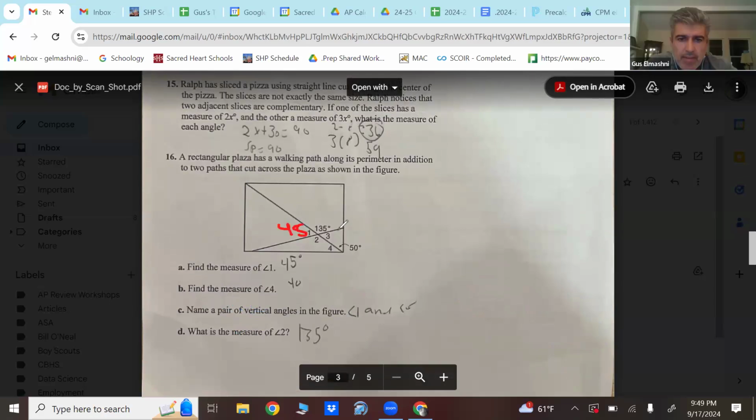So that's 45, and that's 45, and that's 135. So angle 4 is 40 degrees. Yep. Vertical angles, 1 and 3 are vertical. I can't really read that carefully, but 1 and 3. Measure angle 2 is 135. We know this. Okay. Yeah.